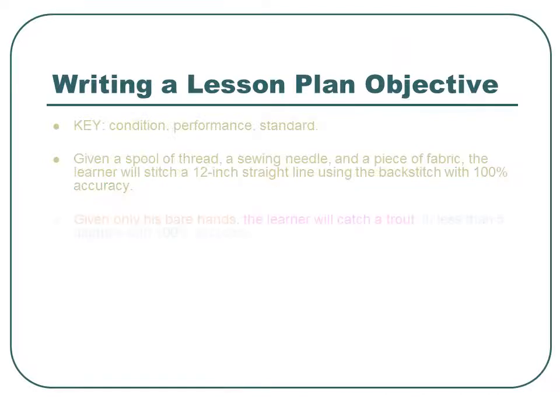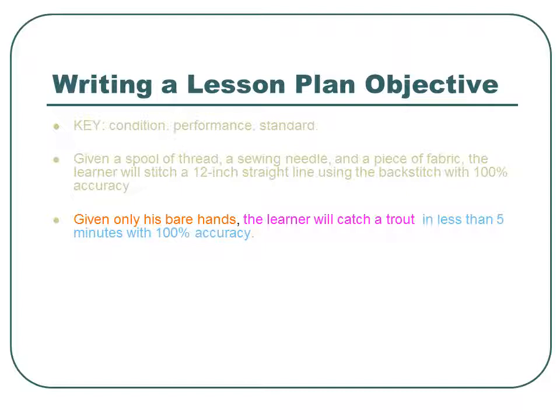Here's another example. Given only his bare hands, the learner will catch a trout in less than 5 minutes with 100% accuracy. Again, notice how the condition rules out other unacceptable ways to do the task. You cannot use a fishing line, you cannot use a net, you cannot use a bucket. The only thing you can use for this task that you're being measured on is your bare hands.